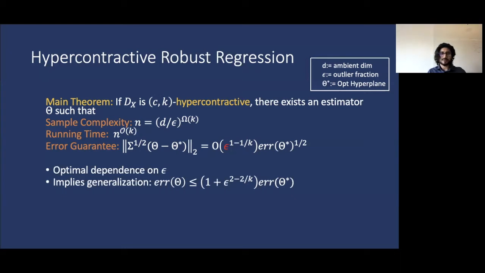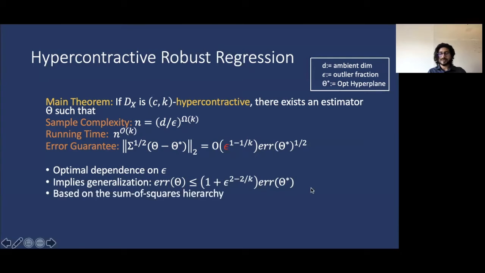So for the estimator that we recovered, theta star, the least squares error of this is upper bounded by (1 plus epsilon to the 2 minus 2 over k) times the optimal least squares error for the optimal hyperplane. And note that the transformation from this kind of guarantee is simply squaring this function of epsilon. Okay.